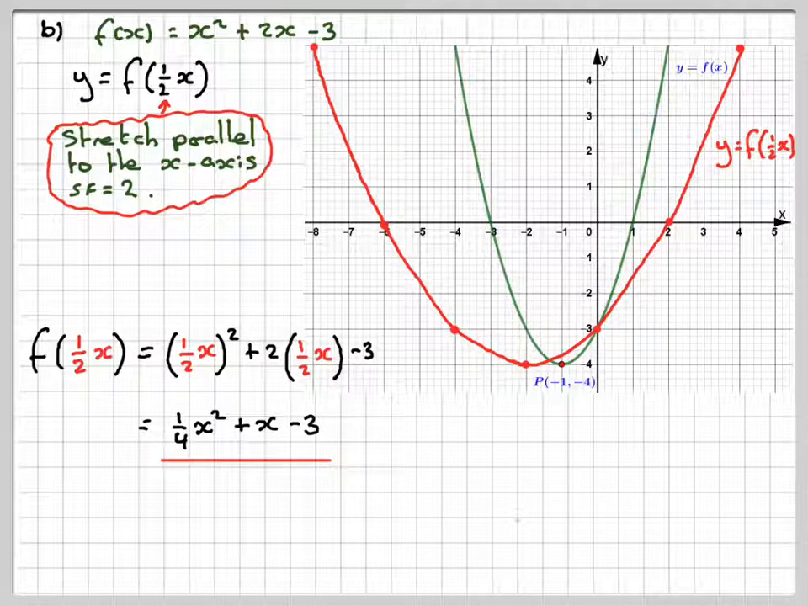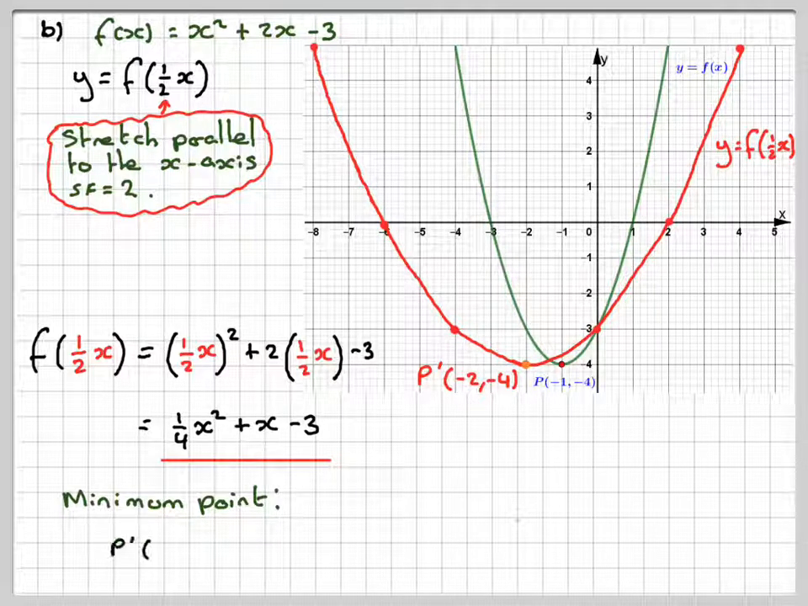Then the minimum point, this point here, will go to this point here. And so the minimum point is P' (−2, −4). So we're asked to state those. So the minimum point will be P' (−2, −4).